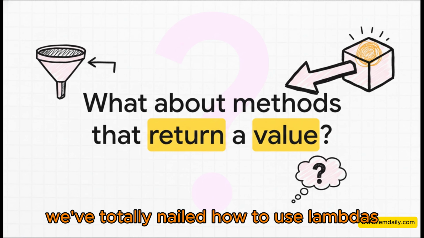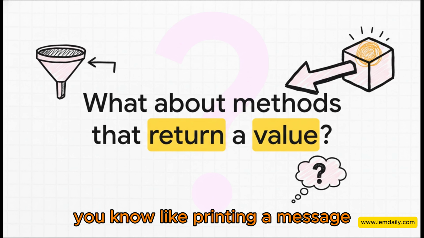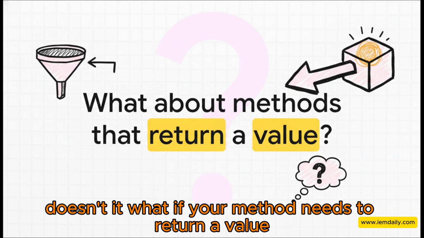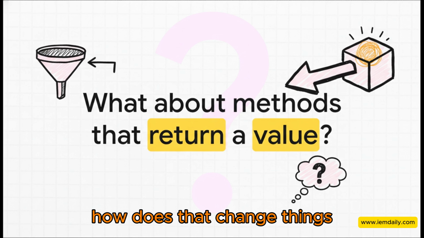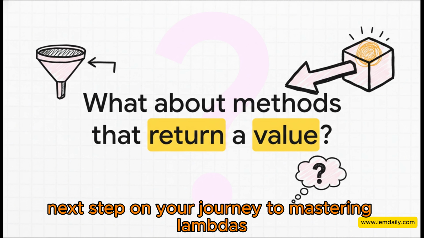Okay, so we've totally nailed how to use Lambdas for methods that just do something, like printing a message. But that leaves a pretty big question hanging, doesn't it? What if your method needs to return a value? How does that change things? What does the syntax look like then? Well, that's the perfect next step on your journey to mastering Lambdas.